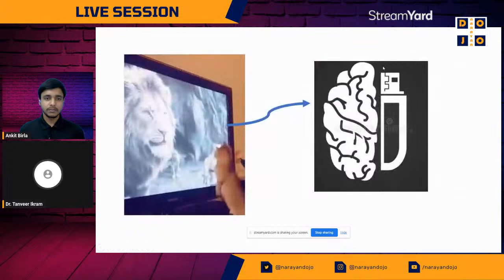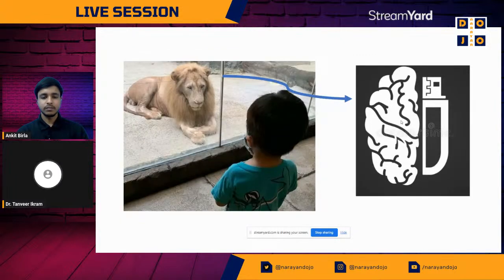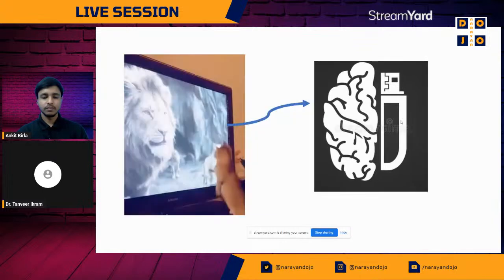You might watch a lion on television, you might not have seen one in reality. So here also there is one image which will go to your mind, and there is another image which is going to go into your mind. Or you can save it into a pen drive, you can just take a photo. So now you have two images, both images of a lion. One image was like this, another image was like this.